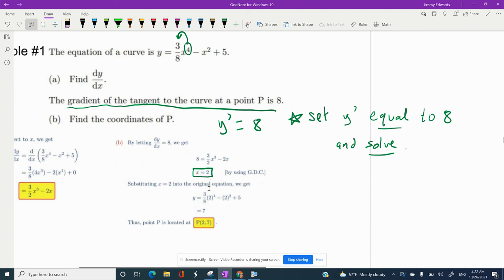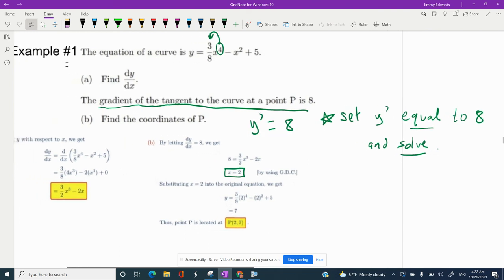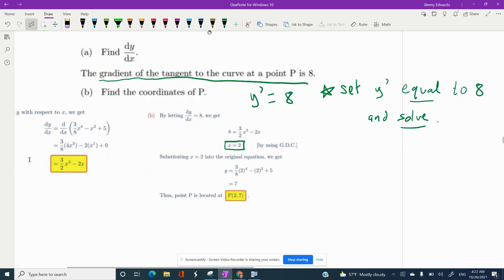And so when we substitute 2 back in, we just get 7. And so the coordinates are (2, 7). So that's one application: if we have a derivative, we set the derivative equal to that slope, solve an equation, and then find an original point, and then we get the point where the tangent actually does have a slope of 8. Okay, so there's one example for an application.